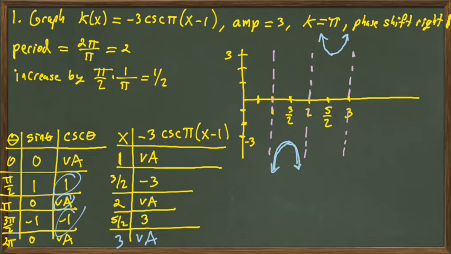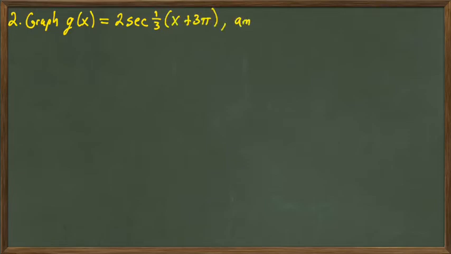We've done a cosecant. We'll do a secant. They're very similar. So we're going to go ahead and graph 2 secant of 1/3 x plus 3 pi. The amplitude is going to be 2, your k is going to be 1/3, and your phase shift is going to be to the left 3 pi.